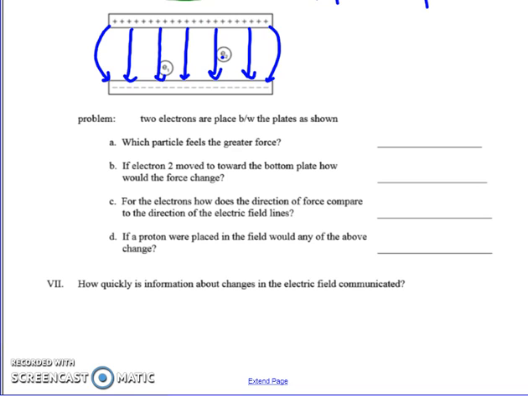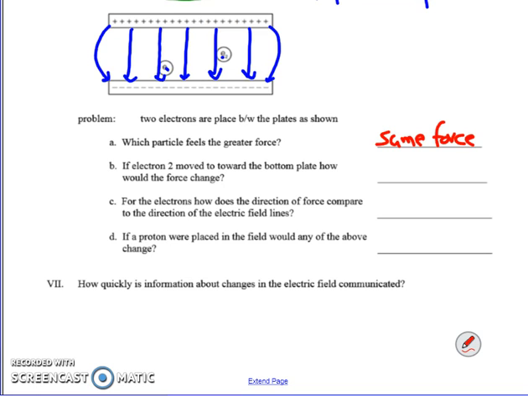The tendency is to say this one might feel the greater force because it's closer to one of the plates. But that's not true. Remember, we're talking about a uniform field, so they feel the same force. They must. Everywhere in there is the same field intensity. So a given particle, in this case an electron, is going to feel the same force.